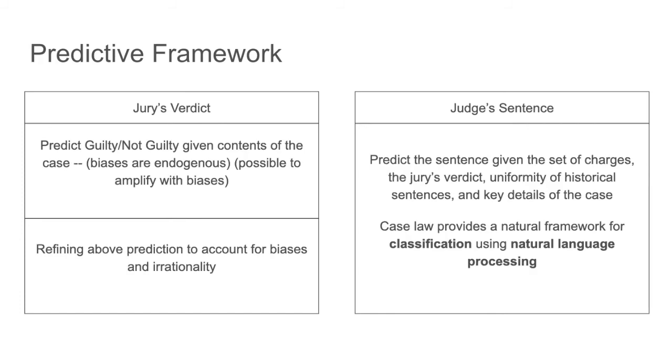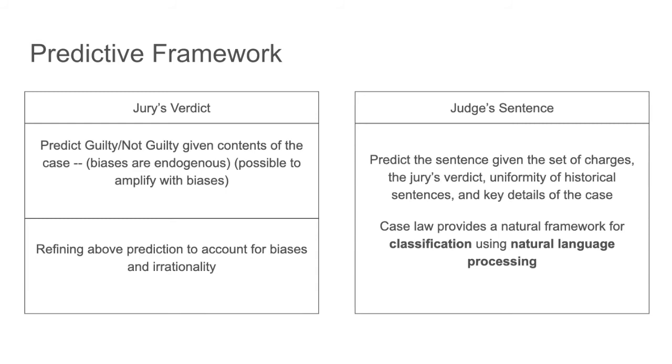So here's a little bit more of a delve into the framework. If we look on the jury's side, here we have the predict guilty or not guilty given the contents of the case. In this case, we're using natural language processing and a classification algorithm to look at historical inputs, which are publications about cases, right? Case write-ups. And we're producing an outcome, guilty or not guilty, right? And so we start to understand what evidence leads to a guilty or non-guilty prediction or outcome in a given case, right?